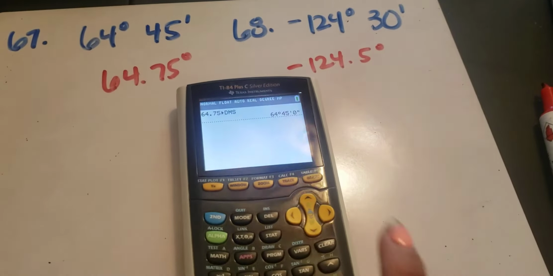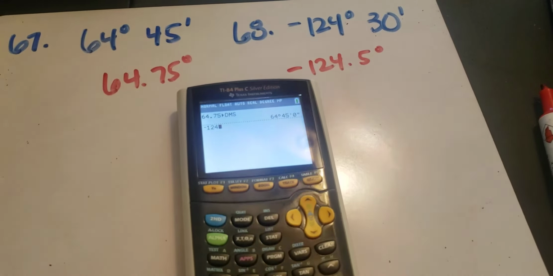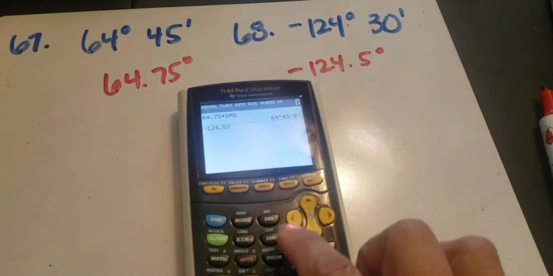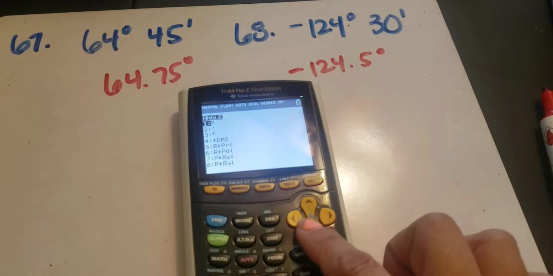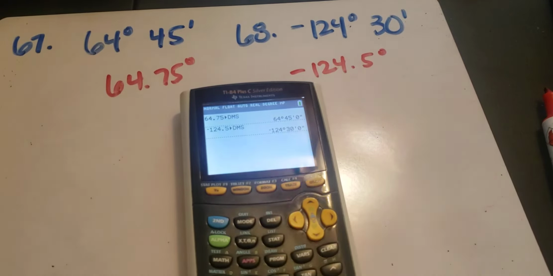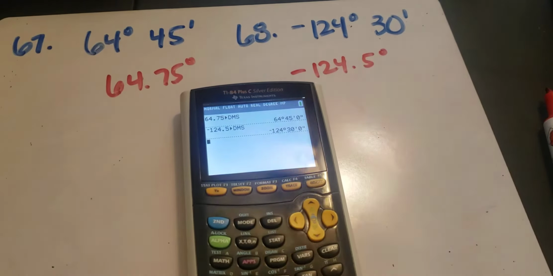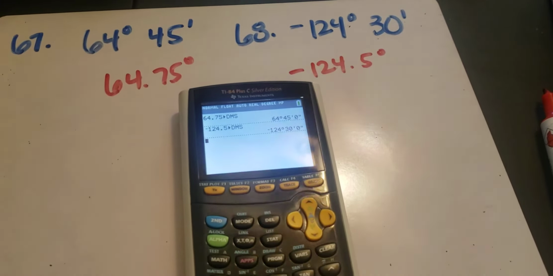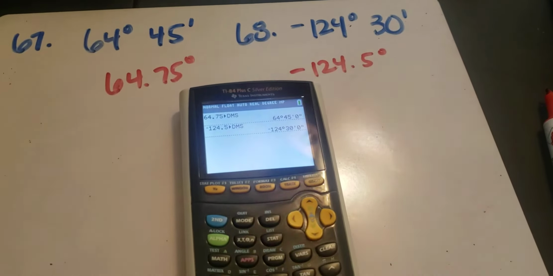So same thing with this one, negative 124.5. Again, second and angle, and then down to 4, and then enter. And then you'll see we got the exact same thing. So it's kind of a way just to verify. You notice by the time you press all these buttons, I probably already solved it manually, okay?